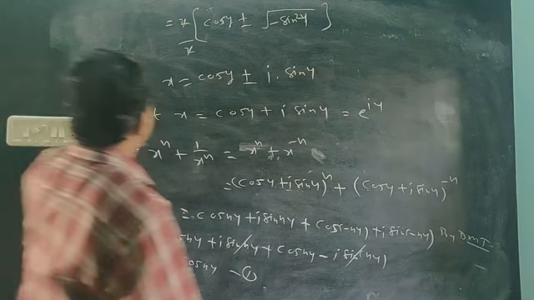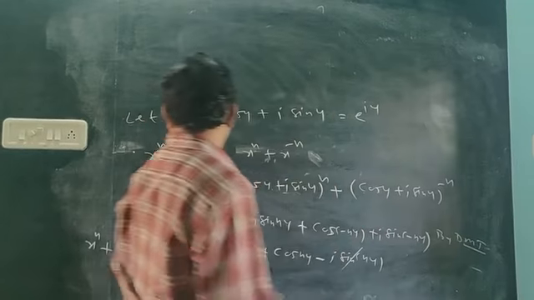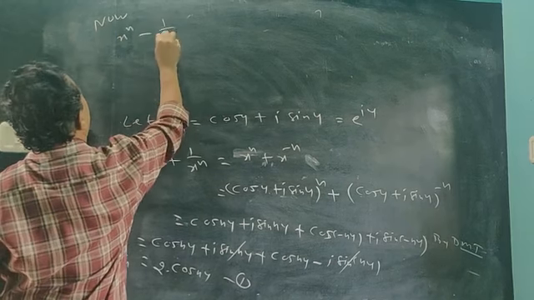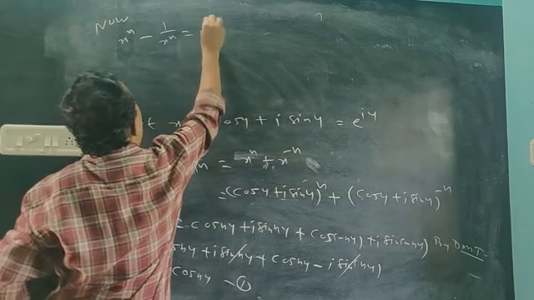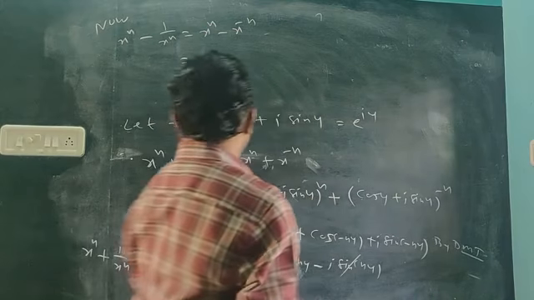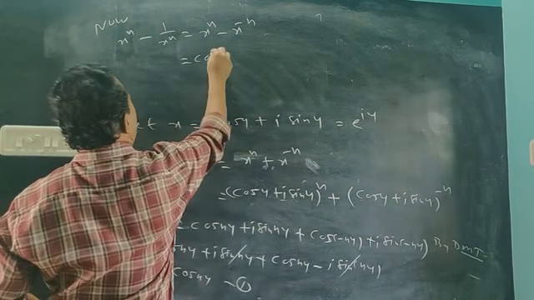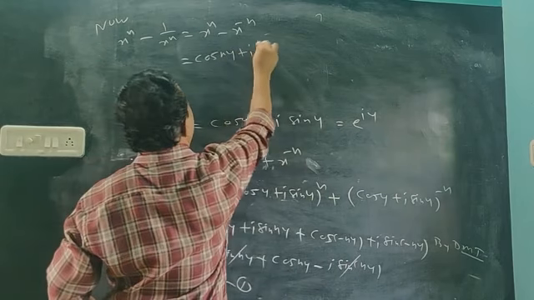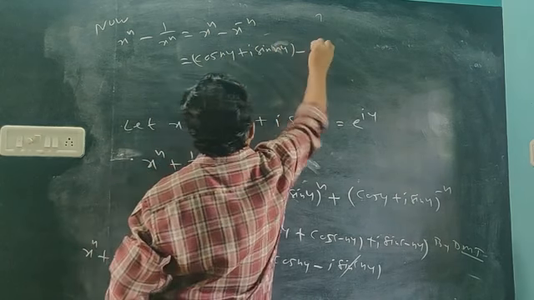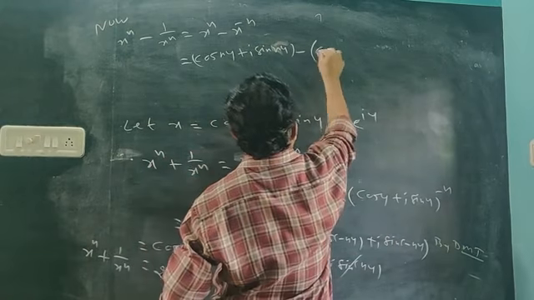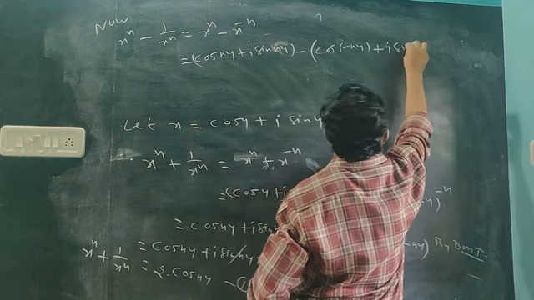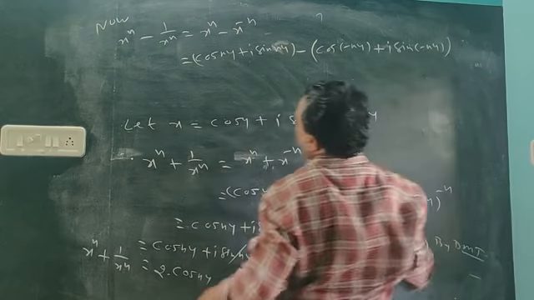Now subtraction. X raised to power n minus 1 upon x raised to power n, that is x raised to power n minus x raised to power minus n. These two steps are the same. So cos of n y plus i sin n y minus, cos of minus n y plus i sin of minus n y.